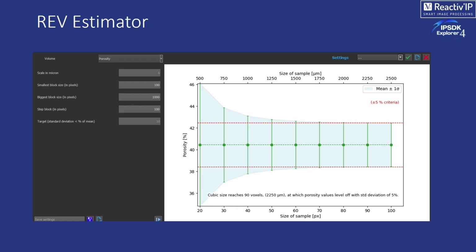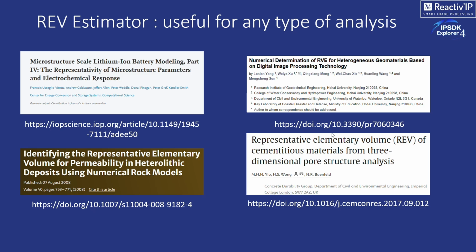So an easy graphical user interface where you define your initial volume. You can define the voxel size. You can define the smallest and the biggest block, so the targets, from where to where do I go, and then you define a step block. And you can also define your standard deviation, the tolerance actually. And you can see that it's very easy to read. Crossing line, it will give you directly the information.